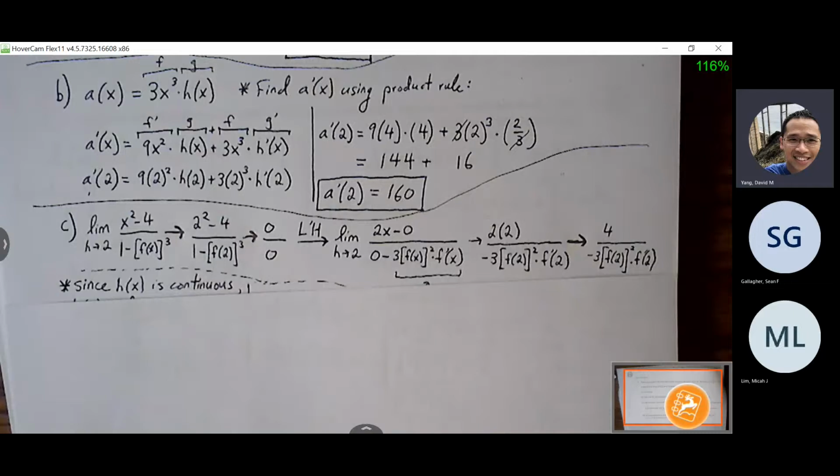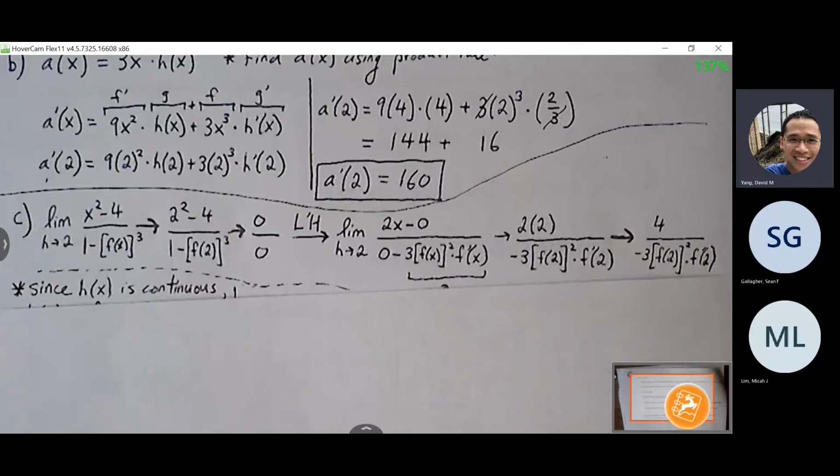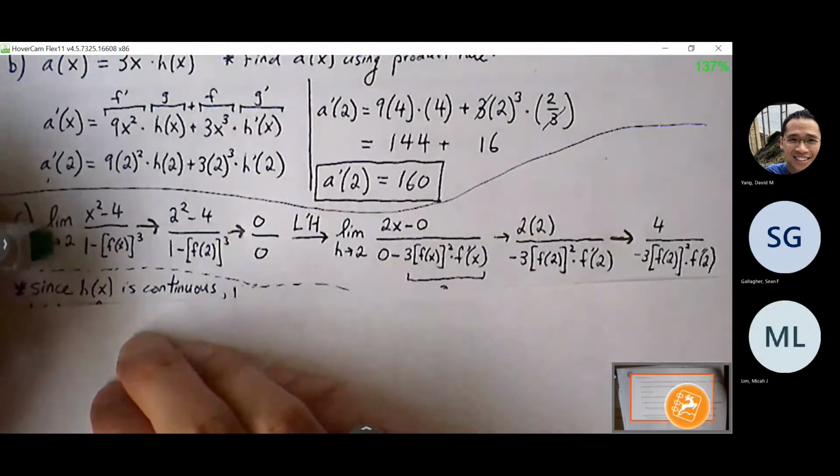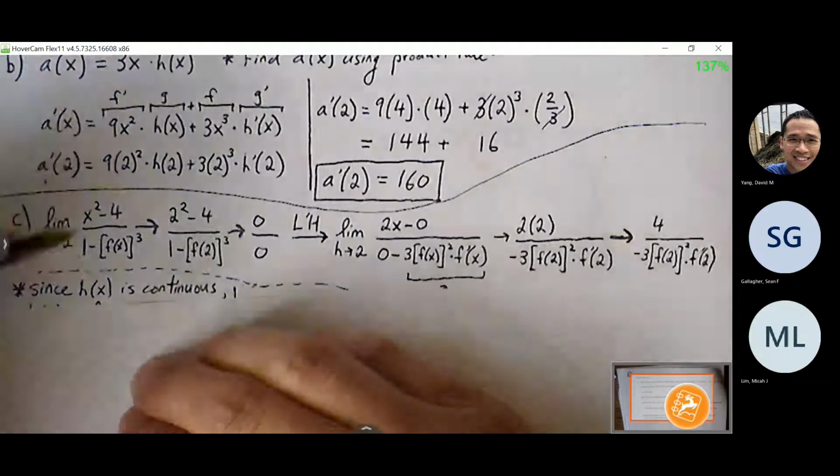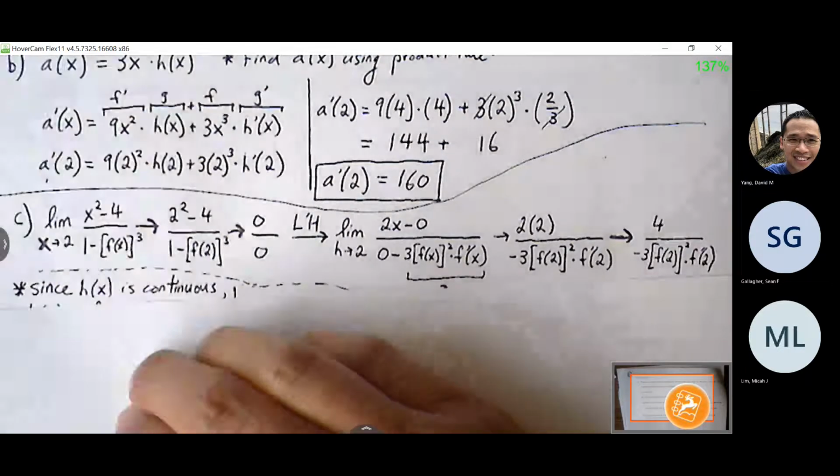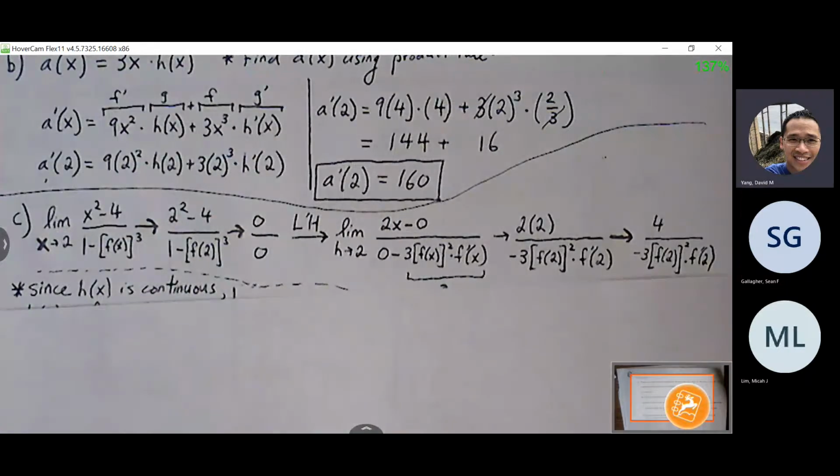Okay, so first thing we do is convince ourselves that L'Hopital's rule is good to go. Replace every x with h approaching 2. Sorry, x approaching 2, not h. Okay, replace every x with 2. I get 2 squared minus 4. That's 4 minus 4. That's 0. Denominator, I get 1 minus f of 2 cubed.